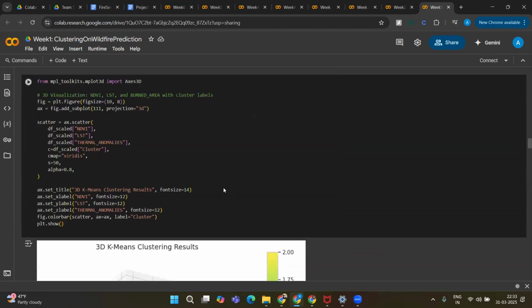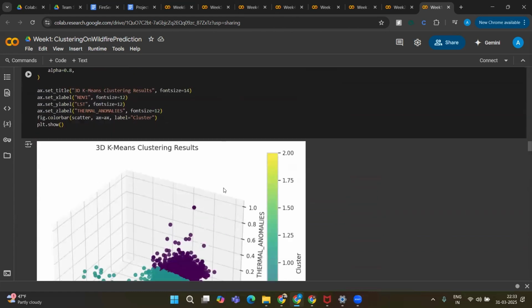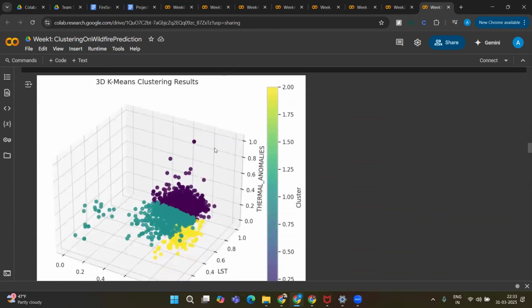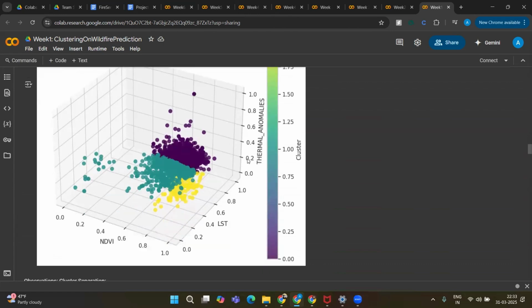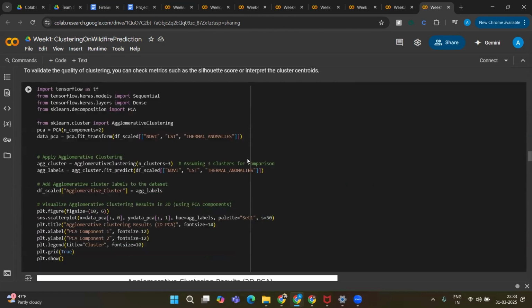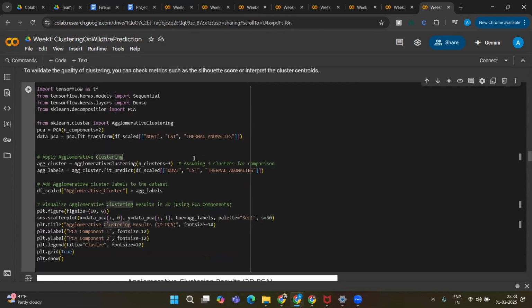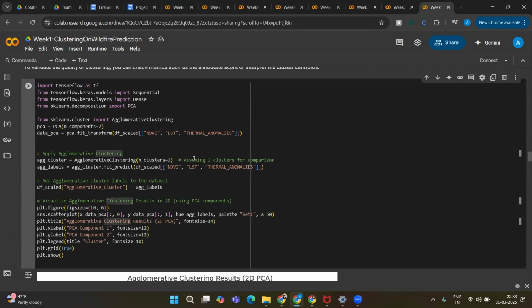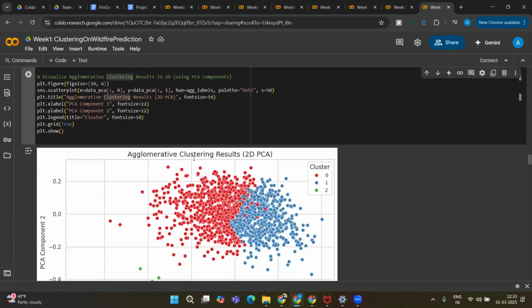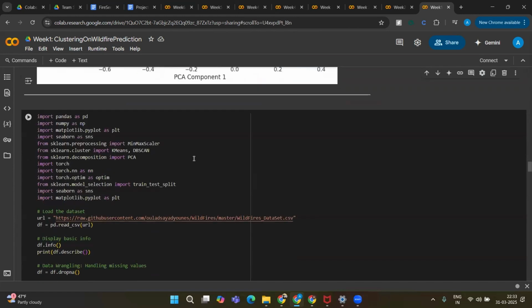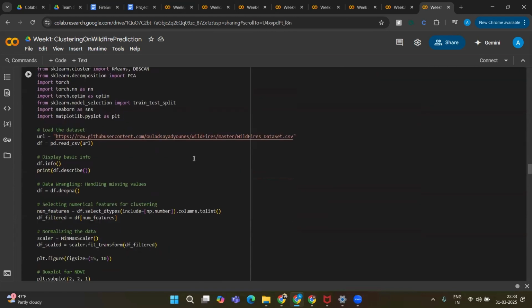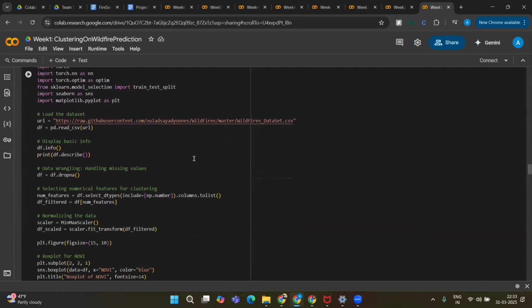After that, we did a lot of visualizations over here. This is a 3D k-means clustering result. Here, this was the PCA that we were doing. We did agglomerative clustering over here. And then this is the second part of the assignment, where one of our other teammates had to continue.